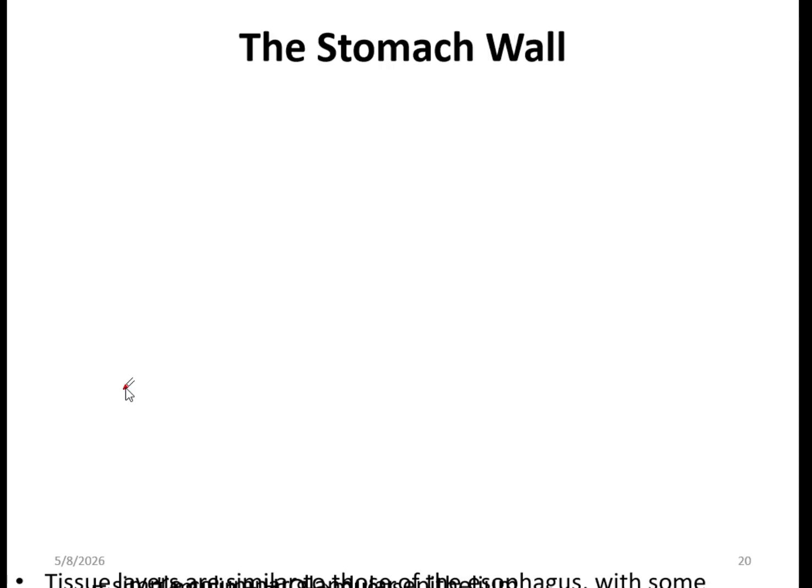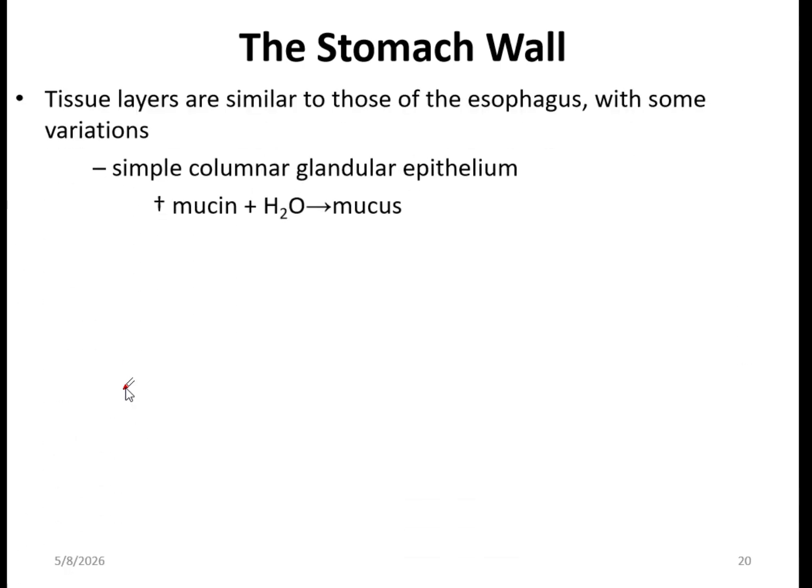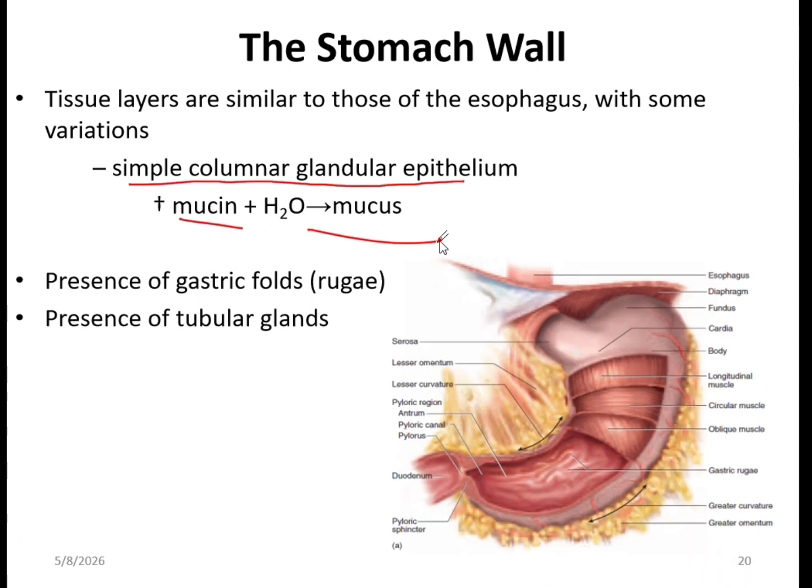Next we can talk about the stomach wall. The tissue layers are similar to those of the esophagus with some variation, like simple columnar glandular epithelium, and mucin plus water gives mucus. Here you can see the picture of the stomach wall, with the presence of gastric folds, or the rugae.